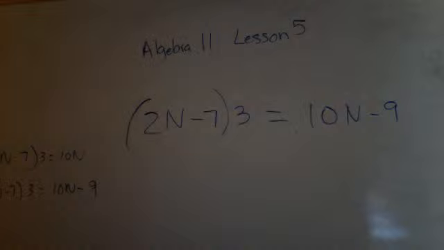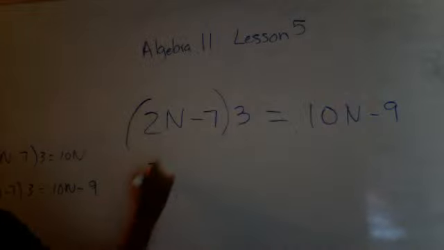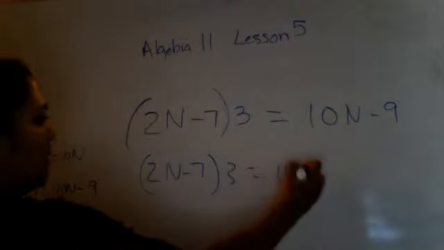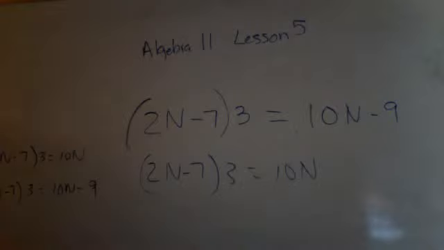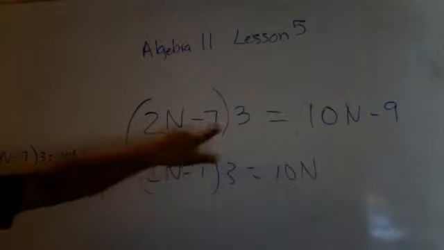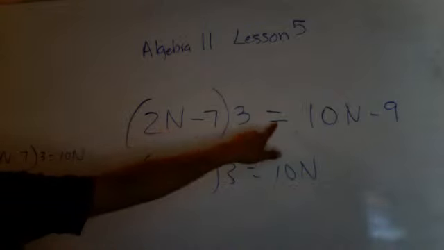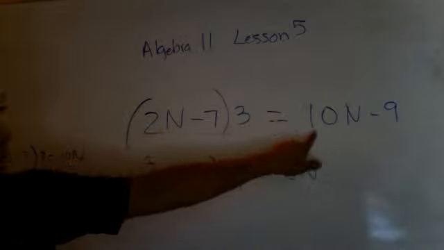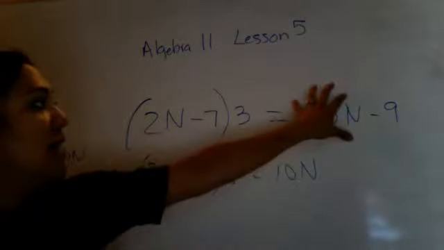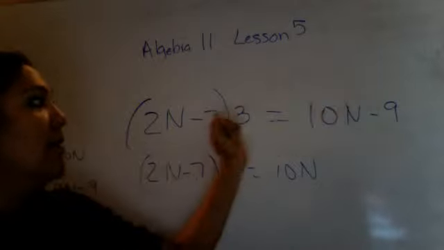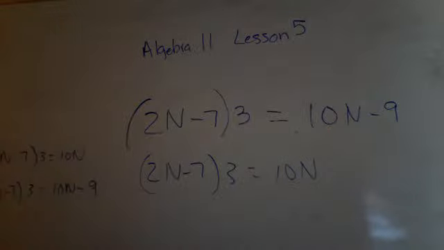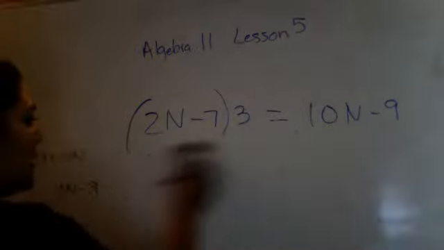Does that make sense? What if I were to write it like this? No, that's wrong, because it said twice the number decreased by 7 and the quantity times 3 gives you the result. The result is 9 less, so this answer is 9 less than 10 times n. So there's our equation. And now we simply just solve.